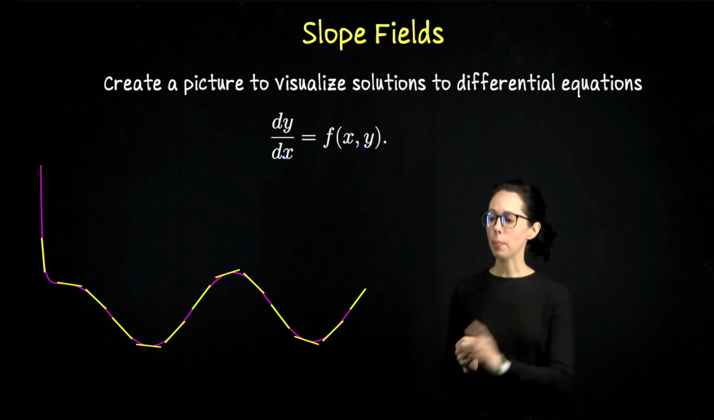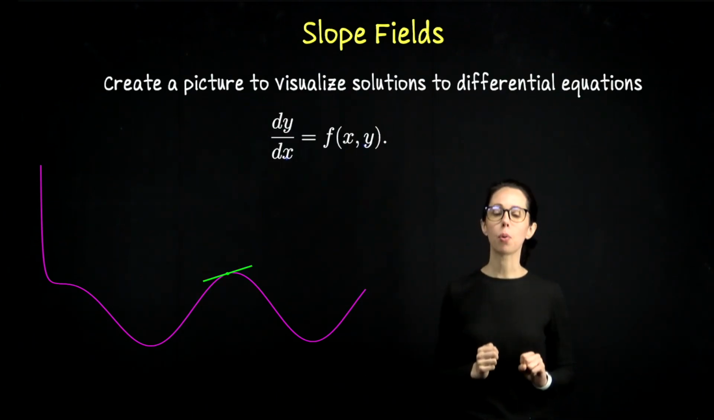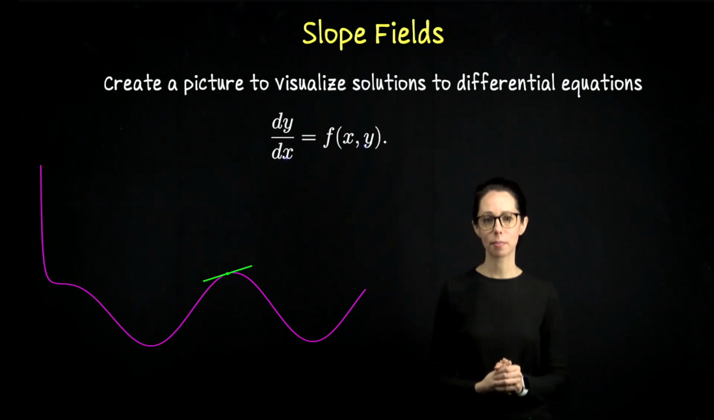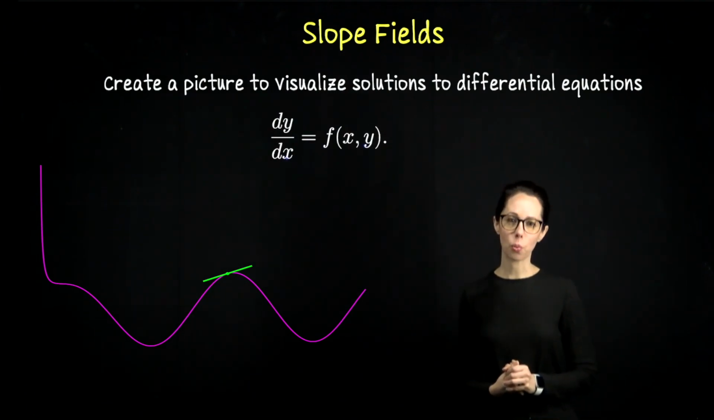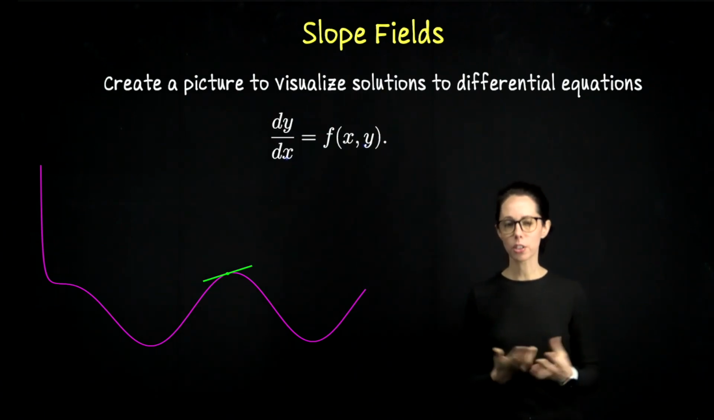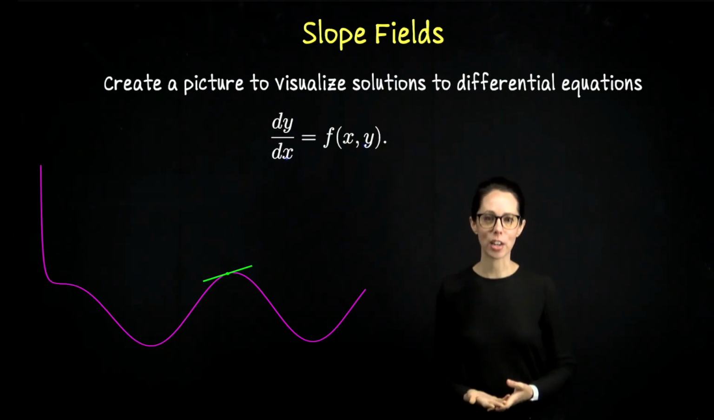Or in other words, if I pick one of these points and plug that point into the function f(x, y), it's the value of that function at that point. So dy/dx gives us a way to find the slopes of these tangent lines. The idea with slope fields or direction fields is to go the other direction.